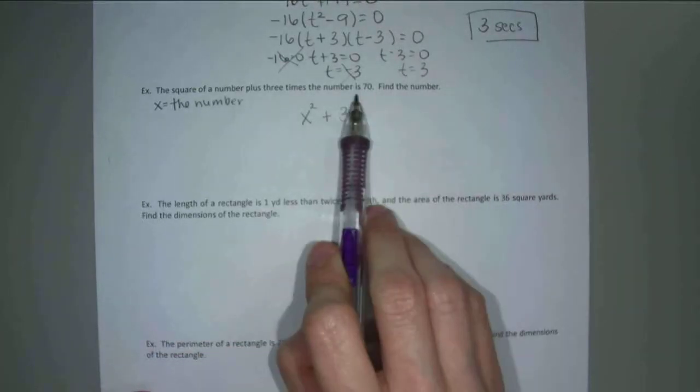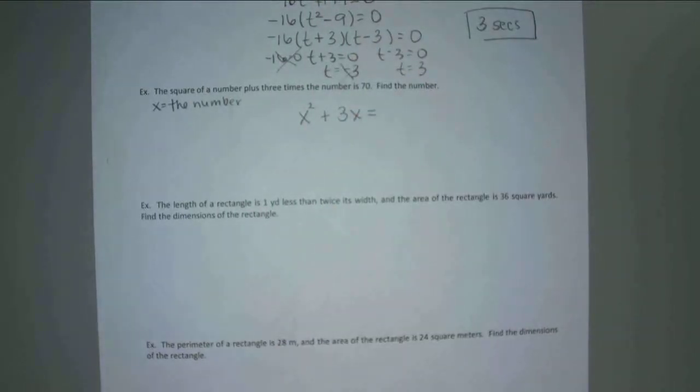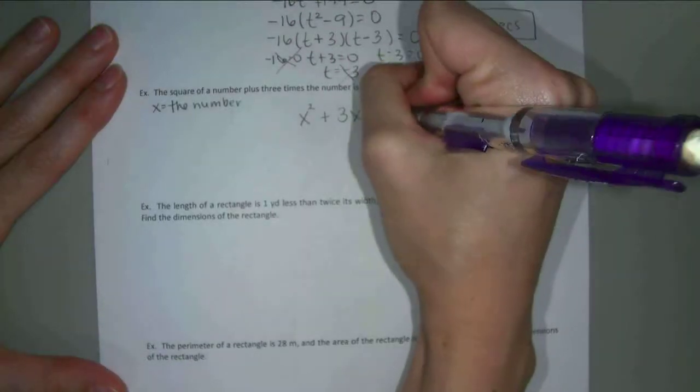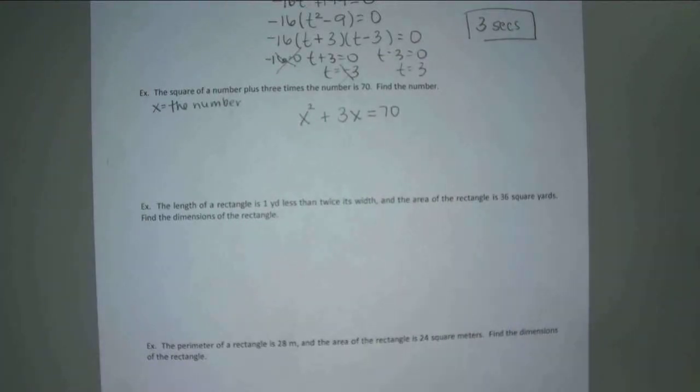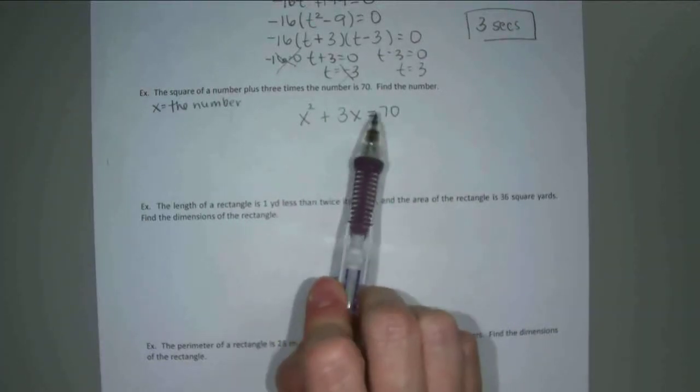Guys, in English, when you see the word is, it always is the equal sign in math, alright? So worst case scenario, find that is, put an equal sign on there, and try to do either the left side or the right side. What is it? It is 70. So we got it. The square of a number plus 3 times the number is 70.